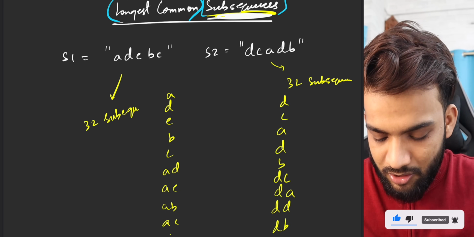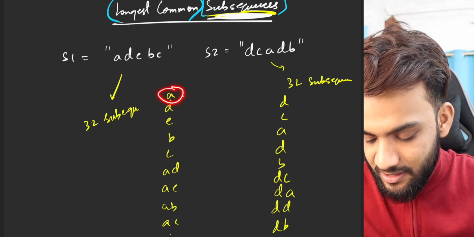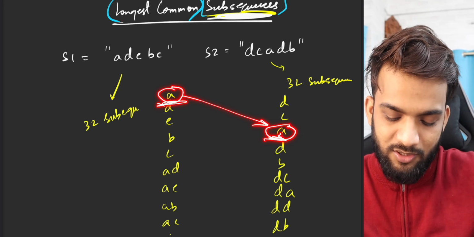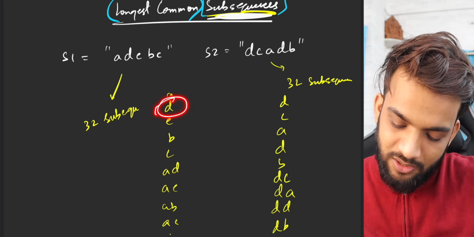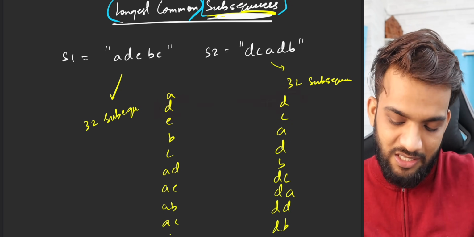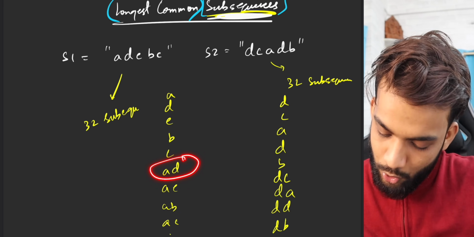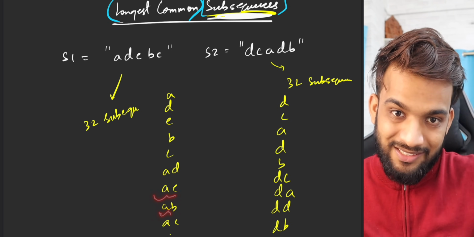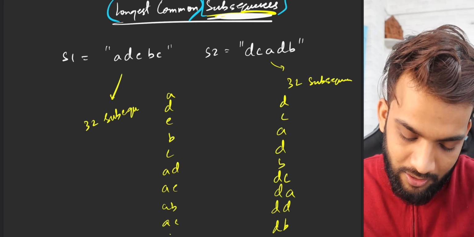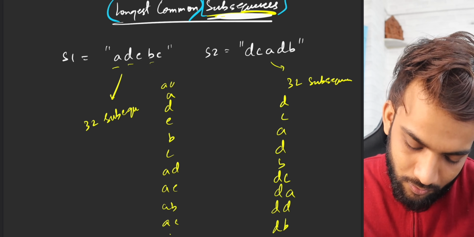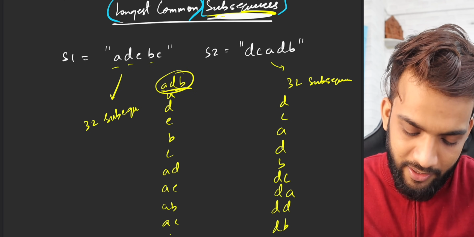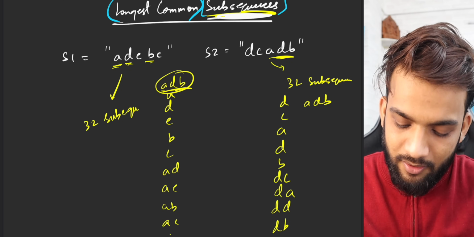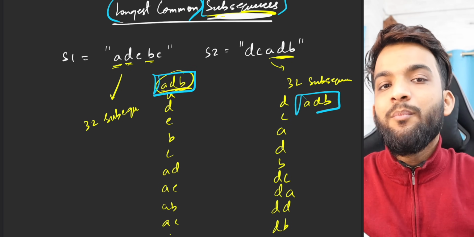Now what you need to do is take this A. Does this A exist? Yes. So as of now, one of the common subsequences is A. Does D exist? Yes. One of the common subsequences is D. Does AD exist? No. So AD is not a common subsequence. Does AC? No. Does AB? No. Similarly, you have to go on writing and you will see ADB exists over here, and ADB also exists over here. So you'll find ADB is common in both of them.